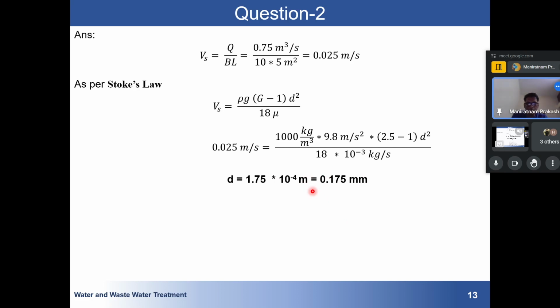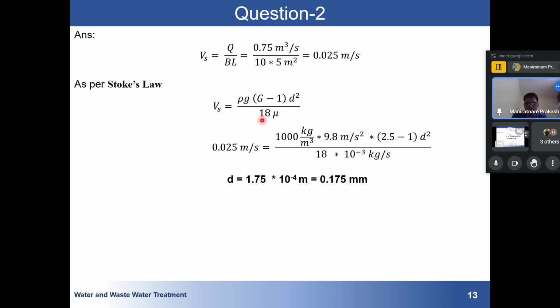Okay. So the answer to this question will be 0.175 mm.